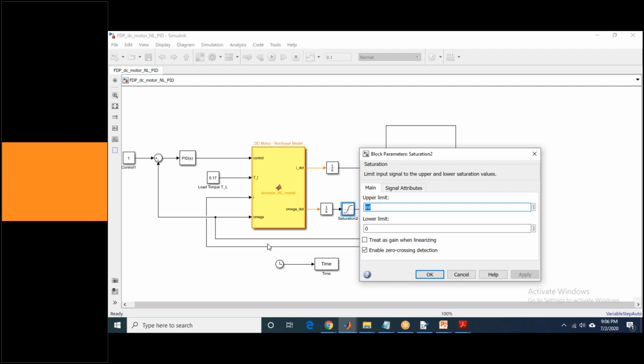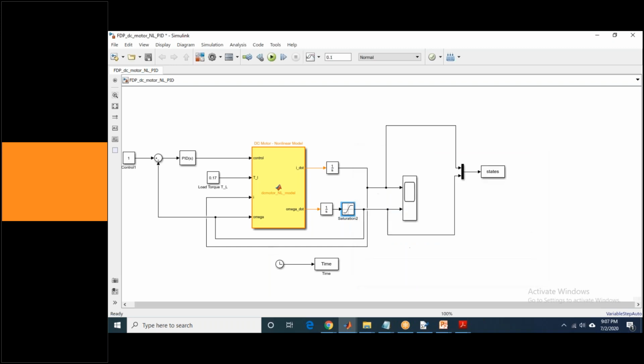Whatever you give, it is not going to follow, due to the system's limitations or design limitation. So to imply the realistic scenario here, I can keep the saturation values at whatever the maximum possible extent is in the realistic scenario. So that saturation is the maximum value of a DC motor.